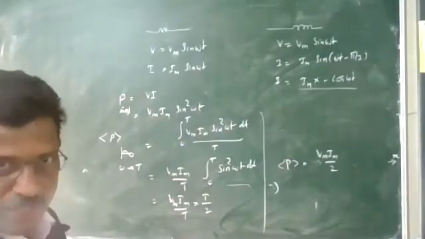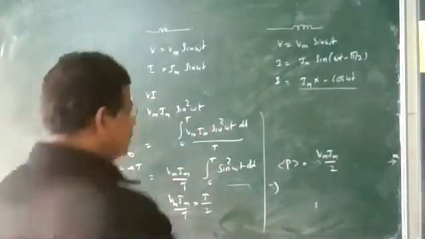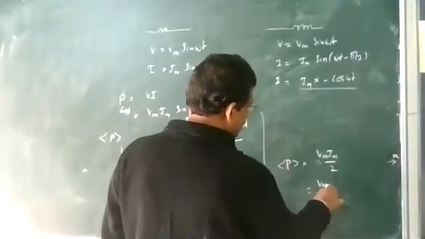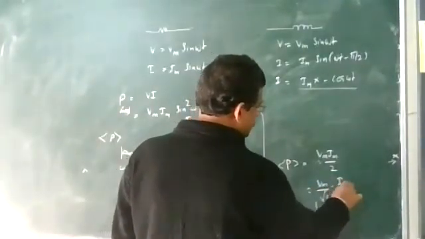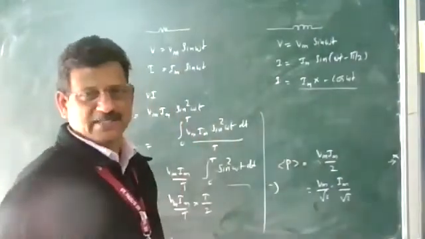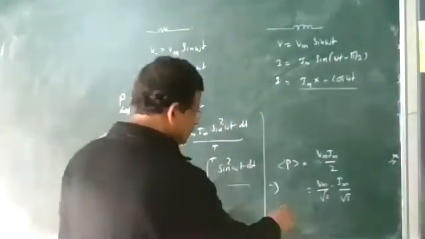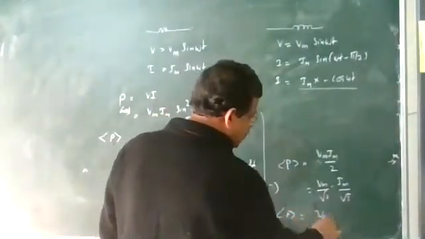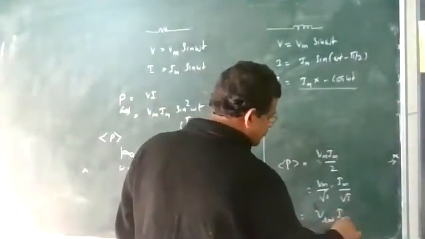The 2 is equally divided between Vm and Im. So it is Vm by root 2 into Im by root 2. Vm by root 2, we have seen this special value. This is called VRMS, and similarly IRMS.